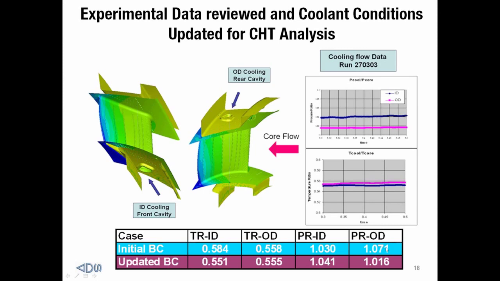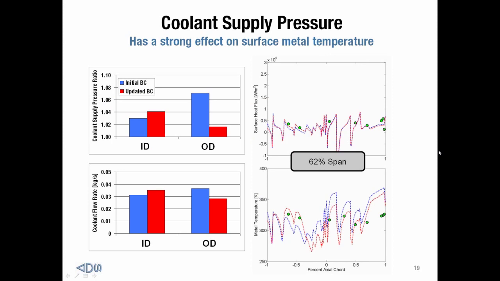So if you look at the bottom here, you can see the results of that analysis with the old versus the updated boundary conditions. So if we look at the ID conditions, first you can see the temperature ratio has gone down a bit, as well as the pressure ratio for that ID cavity has been increased a little bit. For the OD supply temperature, that was pretty much correct. But when you look at the supply pressure for that OD cavity, it's decreased very significantly.